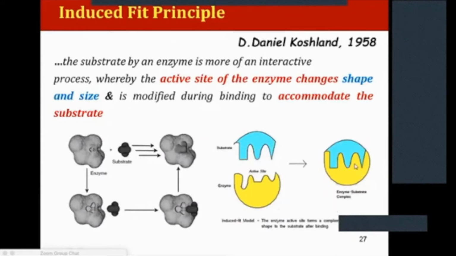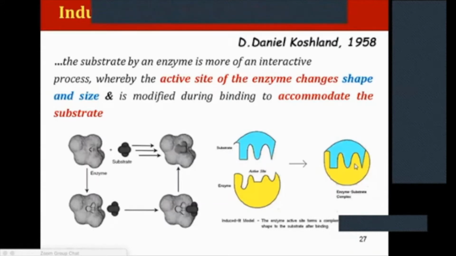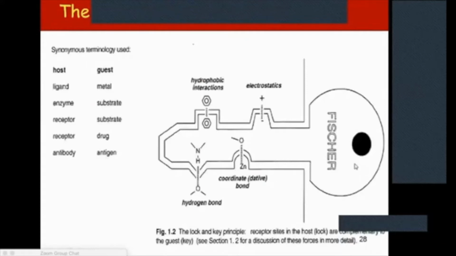So we use synonymous terminologies like host-guest, ligand-metal, enzyme-substrate, or receptor-substrate in supramolecular chemistry. You can see here, if this is the key, some enzymes carry hydrophobic interactions at one part, electrostatic interactions at another part, and hydrogen bonds at another part, so that it exactly fits your protein molecules or the receptors, and the desired properties take place. So the study of non-covalent interactions is very crucial to understanding many biological processes, from cell structure to vision, that rely on these forces for structure and function.